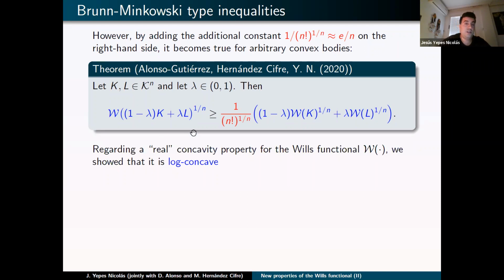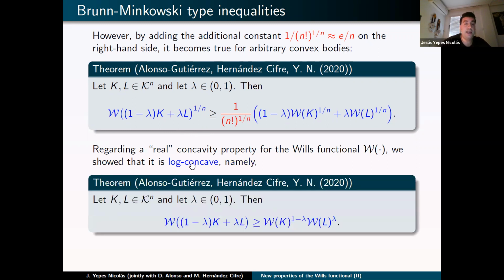So for sure, this is not a real concavity property for such a functional, but if one wishes such a concavity result, what one gets is that what holds true is a log-concavity property. I mean, what is true is the multiplicative version of the Brunn-Minkowski inequality for this functional. The functional of the convex combination is greater than the geometric mean of the functional of them.